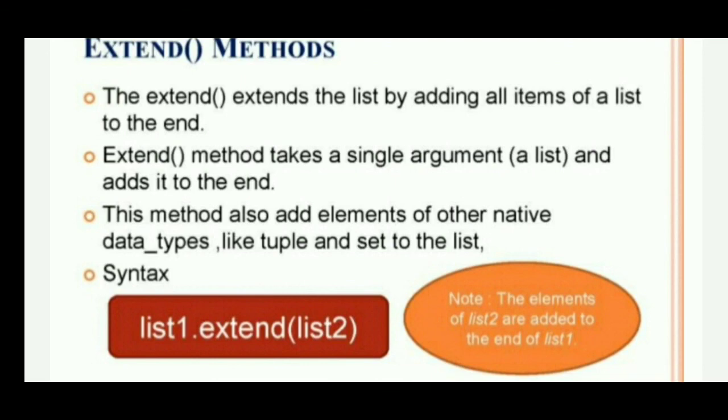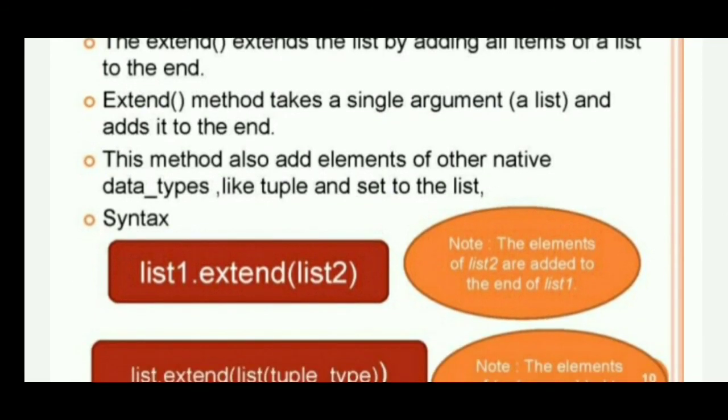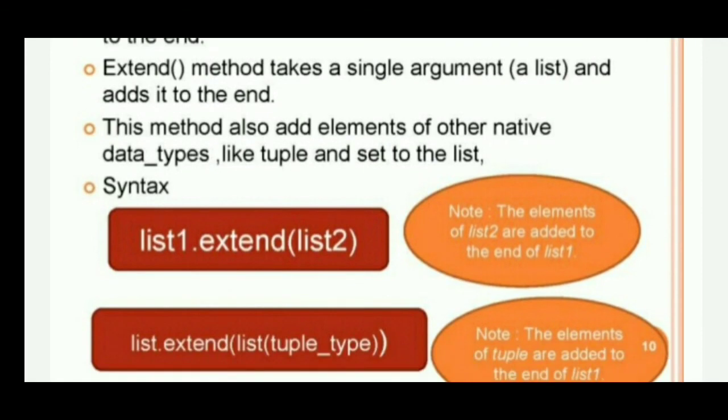The extend method takes a single argument, that is a list, and adds it to the end. This method also adds elements of other native data types like tuple and set to the list. So the syntax is list1.extend(list2). It will add list number 2 after list number 1.